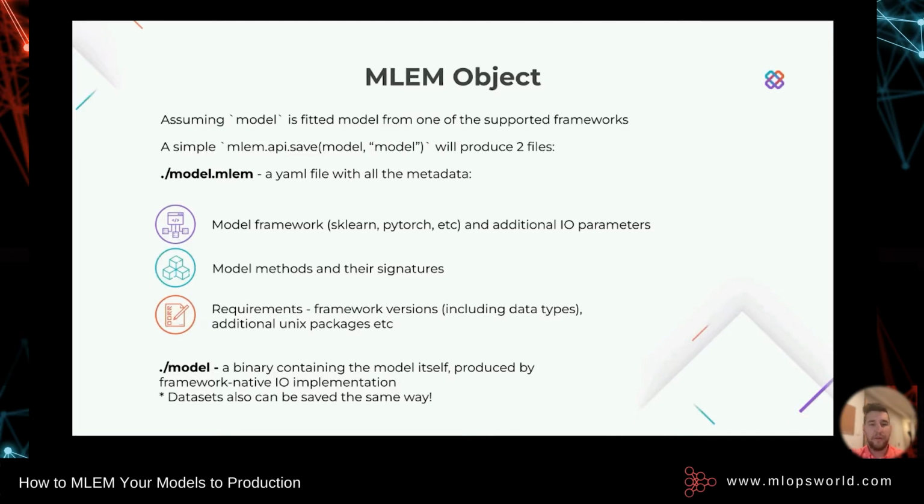and it's produced by the framework's native IO implementation, meaning that if this framework, like XGBoost or LightGBM or something like that, has its own method to save models, we will use that. And if there is no such method, we will use pickle or something common. An important note is that datasets can also be saved the same way. Why this is needed, I will explain to you later.